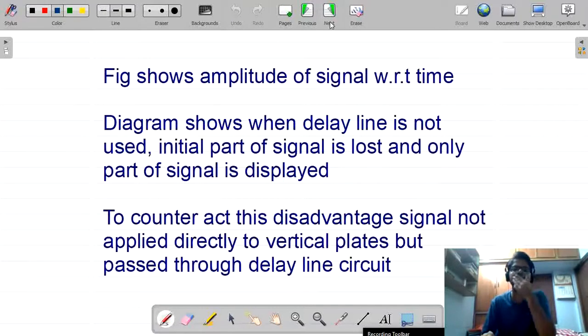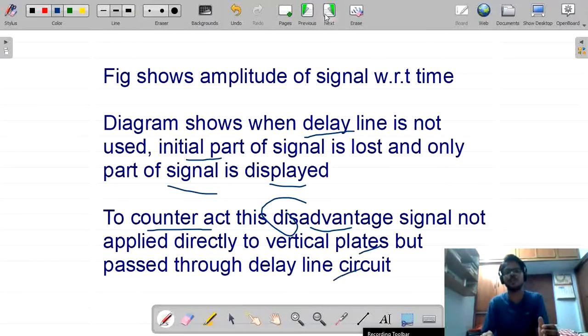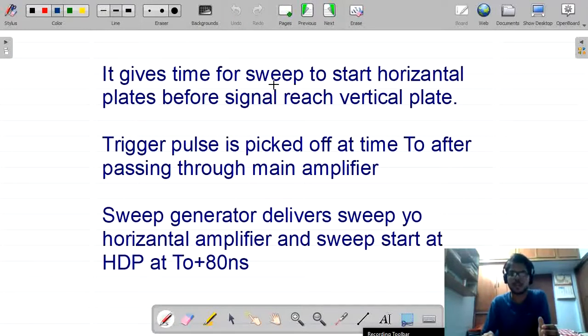Okay. The same points I have written. The diagram shows when the delay line is not used, the initial part of the signal is lost and only part of the signal is displayed. To counteract this disadvantage, the signal is not applied directly to the vertical plates but passes through the delay line circuit. Okay. Now it gives time for the sweep to start on the horizontal plate before the signal reaches the vertical plate.